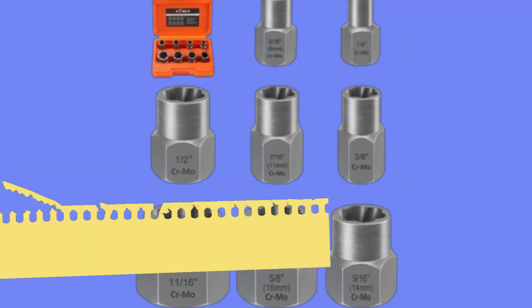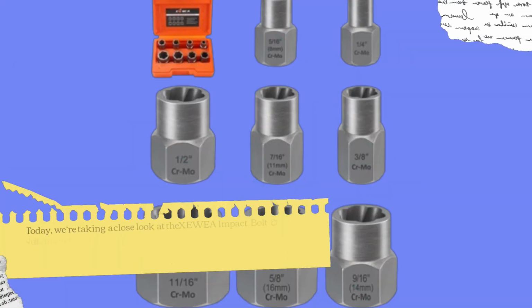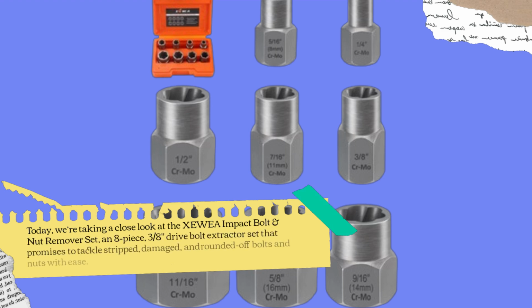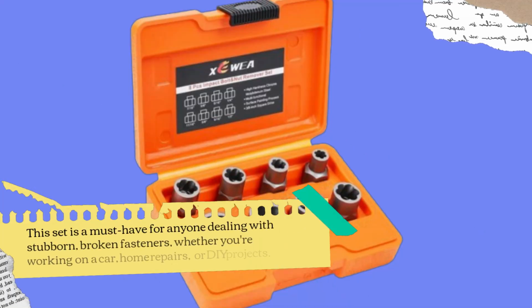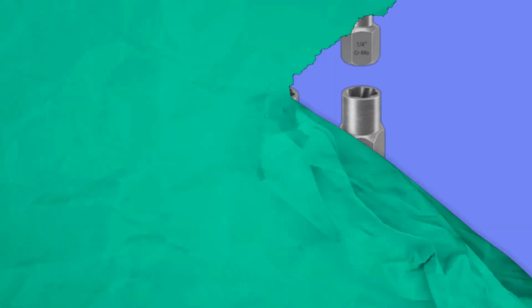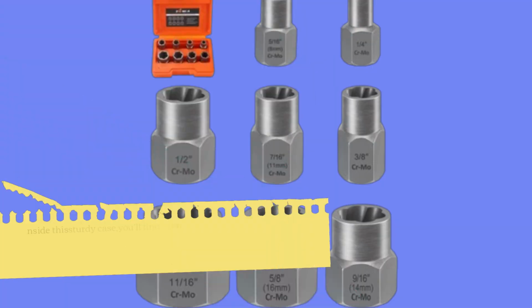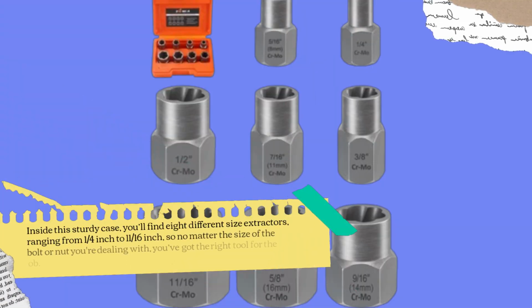Today, we're taking a close look at the XEWEA Impact Bolt and Nut Remover Set, an 8-piece, 3/8 drive bolt extractor set that promises to tackle stripped, damaged, and rounded-off bolts and nuts with ease. This set is a must-have for anyone dealing with stubborn, broken fasteners, whether you're working on a car, home repairs, or DIY projects. Inside this sturdy case, you'll find 8 different size extractors, ranging from 1/4 inch to 11/16 inch.